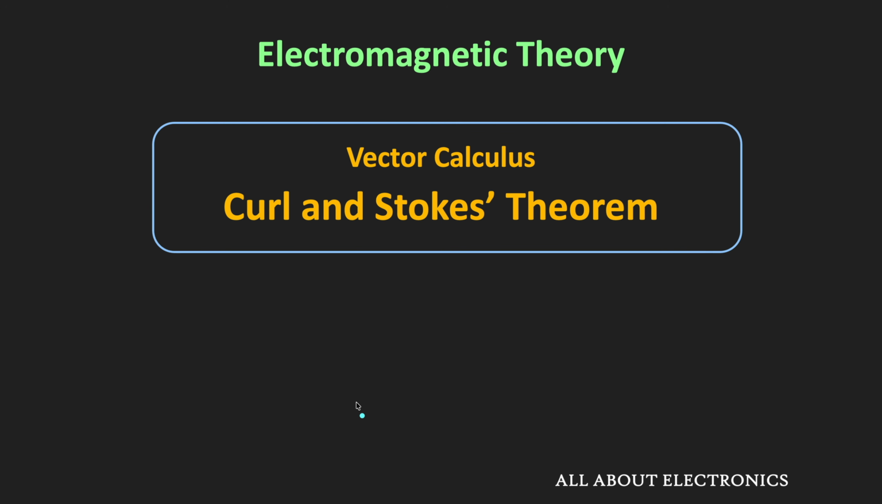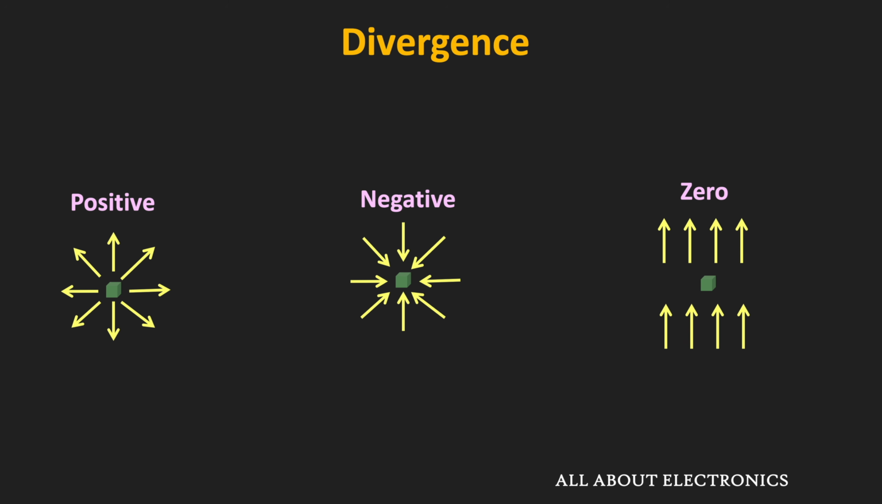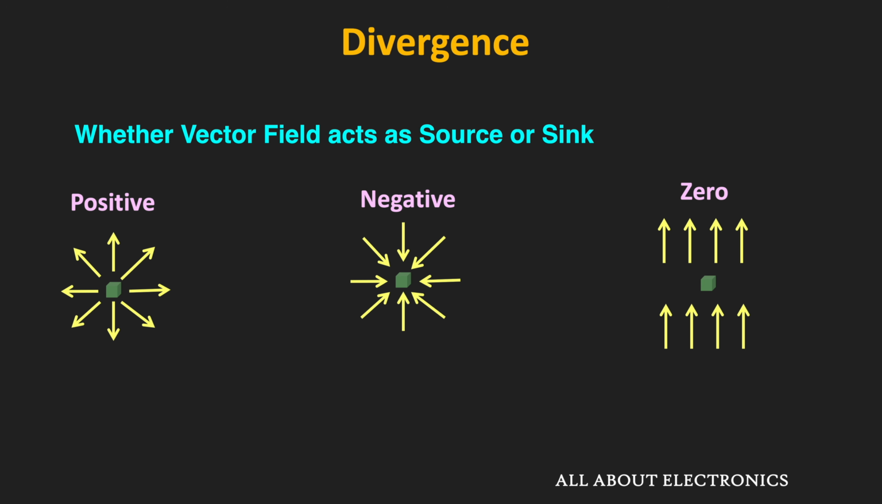So in this video, we will learn about the concept of the curl in the vector field and we will also learn about the Stokes theorem. In the previous video, we learned about the concept of divergence and we have seen that this divergence represents the net outward flux of the vector field from the given point. So basically, it tells us whether the vector field acts as a source or a sink. Similarly, the curl represents the net circulation or the rotation of the vector field around the given point.